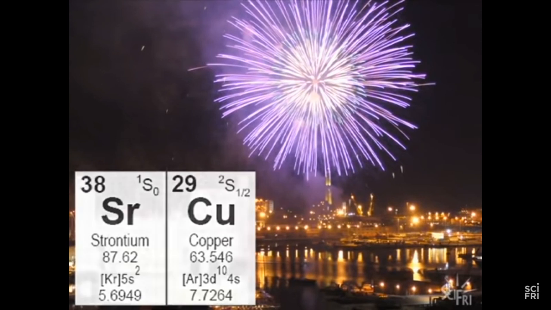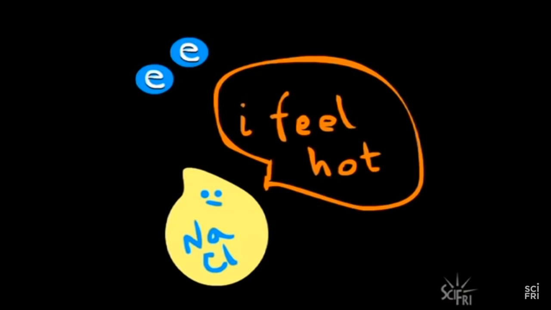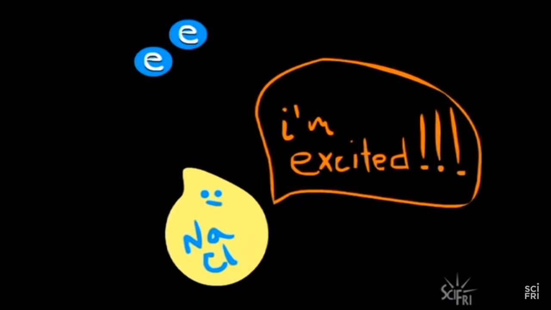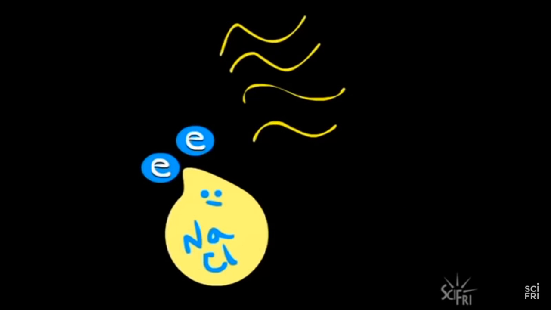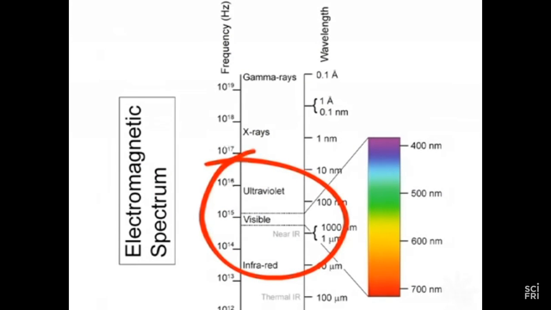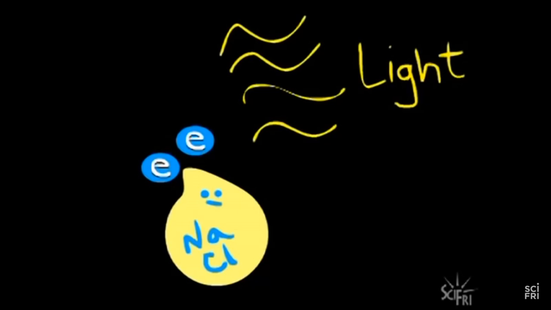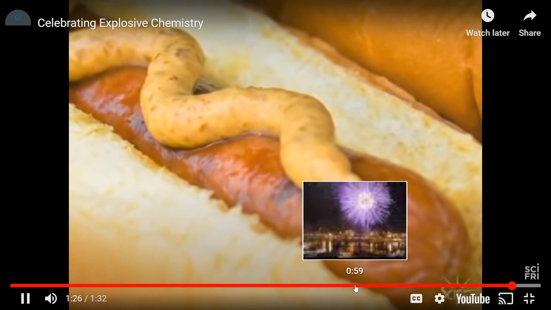To understand where this light comes from, let's take a specific compound. Imagine this is sodium chloride. When it's heated, the electrons go to a higher state called an excited state. And when they fall back to the ground state, they emit energy. If the energy happens to be in the visible region of the electromagnetic spectrum, then we see it, as this. As for the chemical composition of these guys, you'll just have to wait until next year.